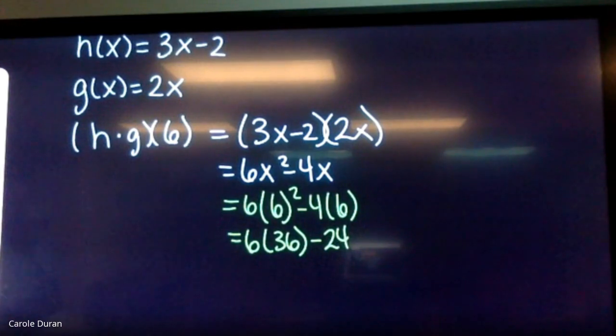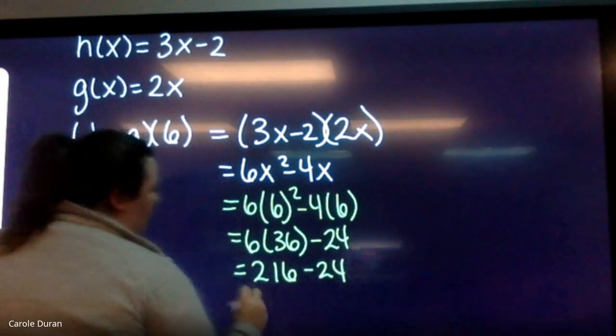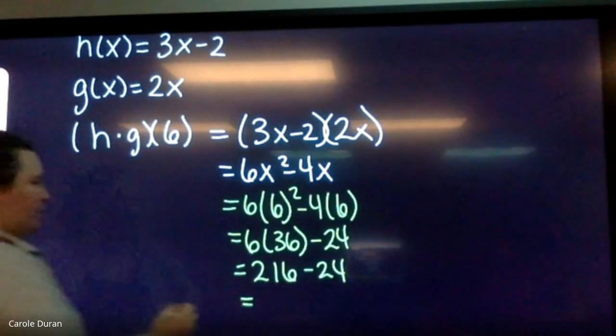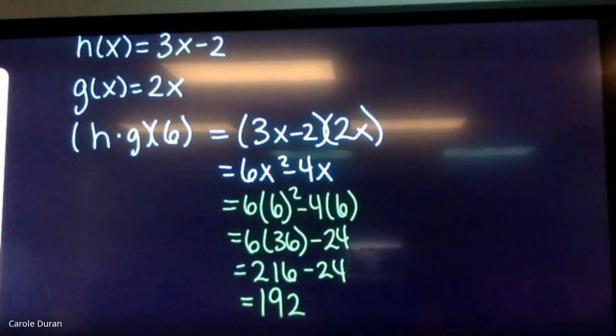I go ahead and I do 6 times 36, and I think I get 216. I think it's 216. Yeah, it should be. Minus 24. Of course, you can go ahead and use your calculator, and you get 192. And then that's your final answer. Yes, exact same thing. Before I put the number in, yes.